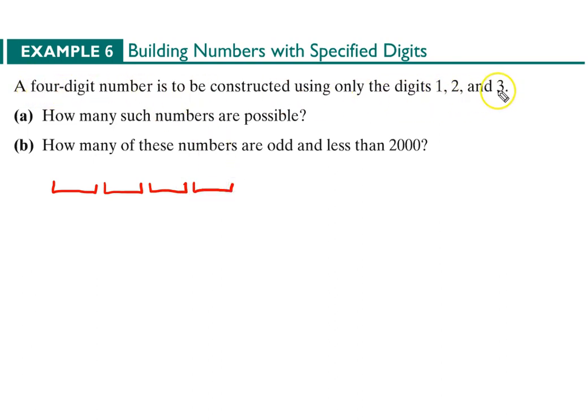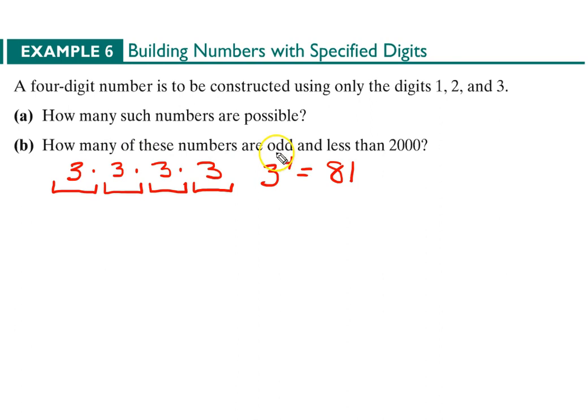And we're just using these. So it's 3 times 3 times 3 times 3, which is 3 to the 4th power, which is 81 for letter A.